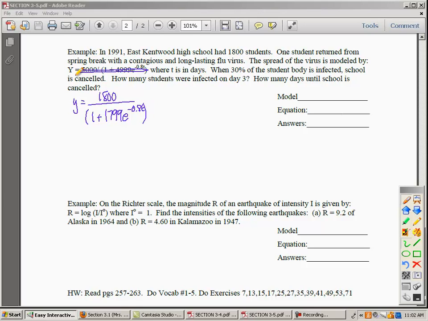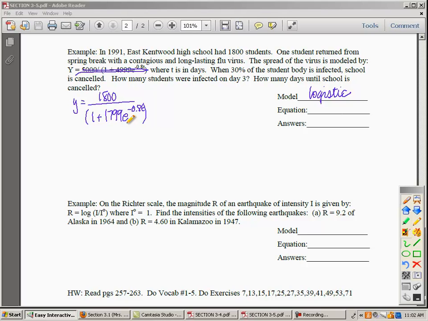I apologize. Where t is the number of days, if 30% of the student body is infected, school gets canceled. So the question is basically how many were infected on day 3, and then how many days until school is canceled. Okay, so let's start with the first question. Actually, this is called a logistic model, and you could see this fits the form on the front page for a logistic.